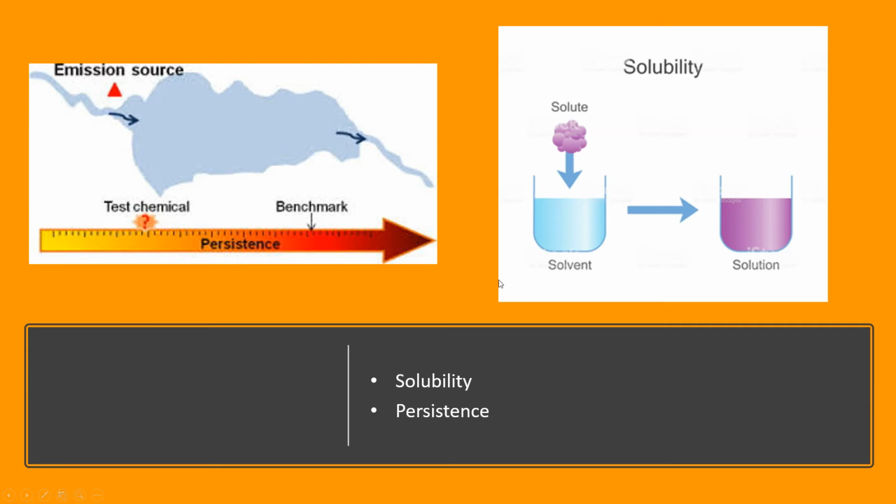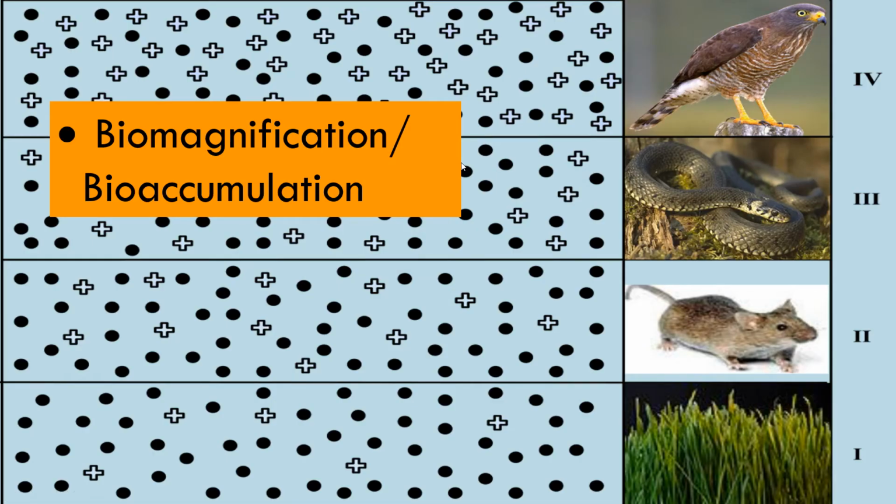We also have solubility and persistence. How soluble is it? How easy is it to get to you? And then how long does it stay in an area will also affect things. And then you also have to look at whether it goes through biomagnification and bioaccumulation, because that would then be a larger issue for those of us at the top of the food chain.